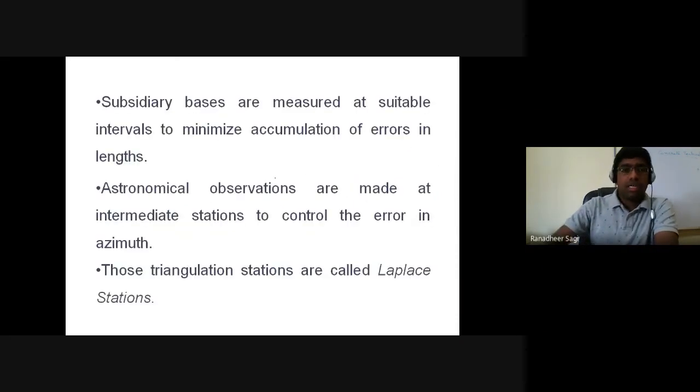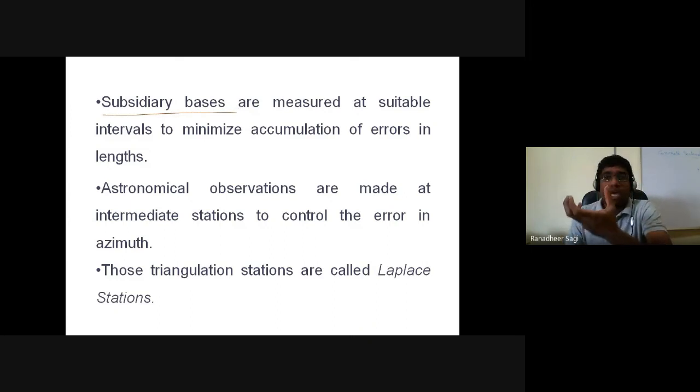Okay, so let's understand certain points in the form of a summarization of whatever we have talked about. In this triangulation process, for measuring the accuracy of the work, we are going to find out the dimensions of certain lines in that control network, which we call the subsidiary base, or which I can also call the check base.